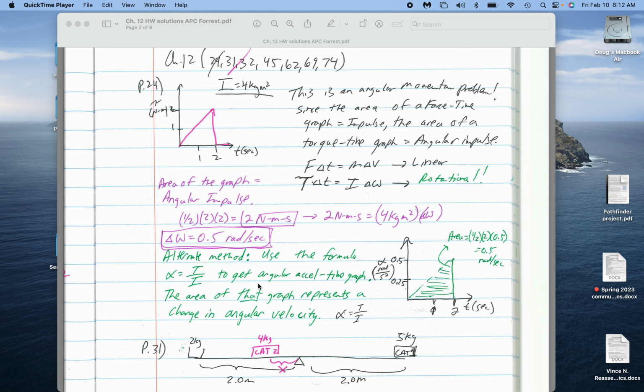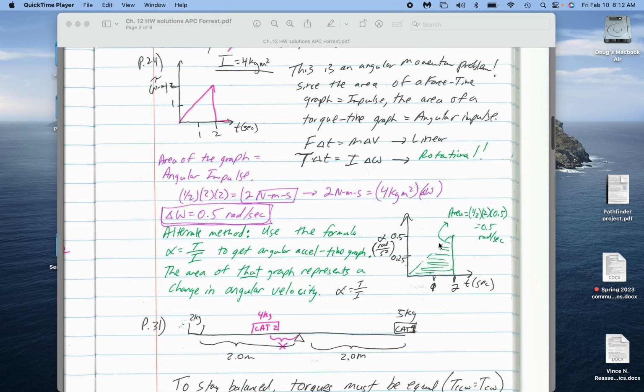And we can get angular acceleration by taking torque divided by moment of inertia. So basically we take whatever this number is, divide it by 4. So we're going from 0 to 0.5. Well, the area of this graph, or basically the integral of that angular acceleration versus time graph, is equal to the change in angular velocity, much like how the area of an acceleration versus time graph is equal to the change in linear velocity. So that would be 0.5 radian per second. So the area of this graph would also give me my answer.